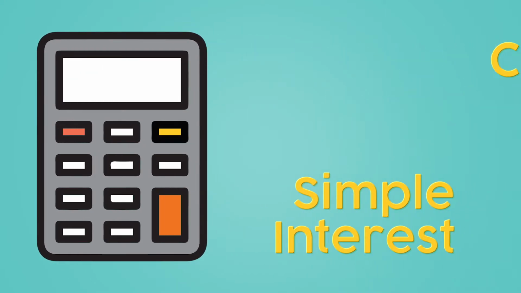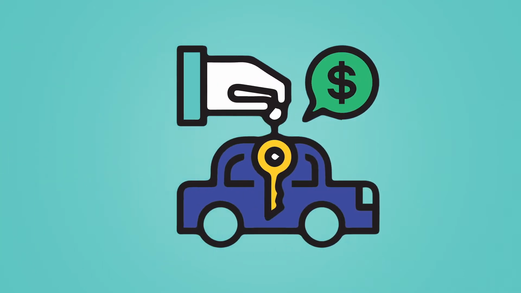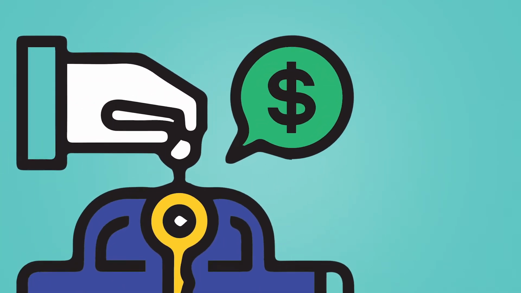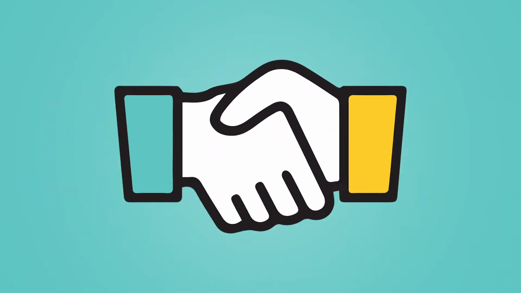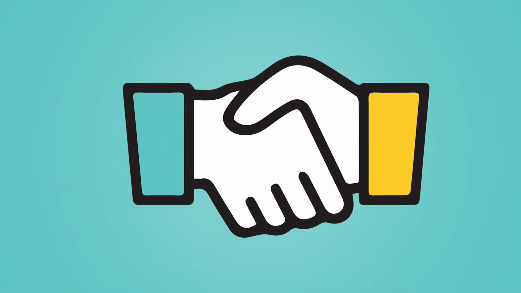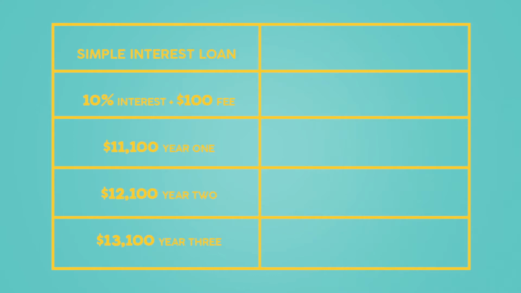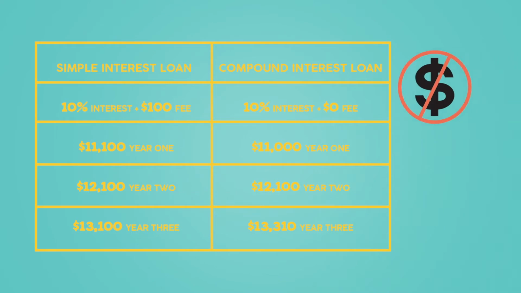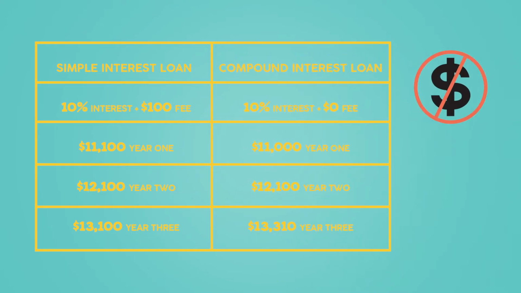Let's break them down with an example. Say you want to buy a car for $10,000 and you don't currently have the cash for it. You decide to apply for a 3-year car loan. Your options are a 3-year 10% simple interest loan with a $100 fee or a 3-year 10% compound loan with no fee. Your first instinct would most likely be to pick the loan without a fee since it's $100 cheaper. Let's take a look at how much of a difference an interest rate can really make.